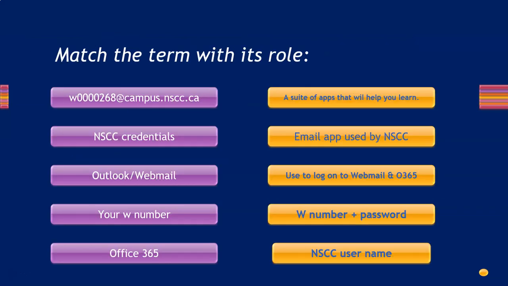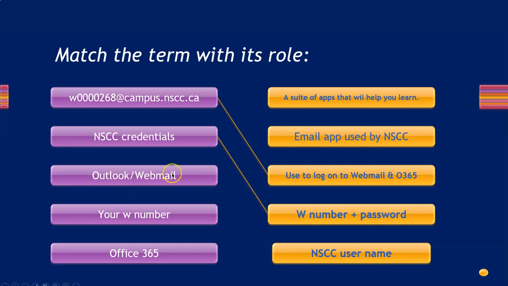So here's a short matching exercise. We'll try to match the term with its role. So the first term is this long sign-on, wnumber@campus.nscc.ca. What's that used for? Look at the choices here on your right. Did you pick it's used to log on to Webmail and Office 365? Our next choice, NSCC credentials. Is there an example of NSCC credentials on the right? You got it. It's your W number and password.